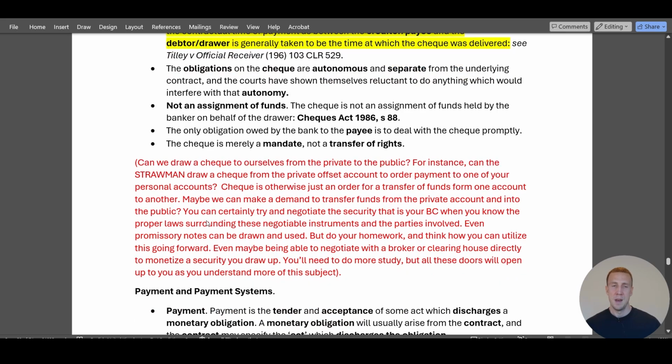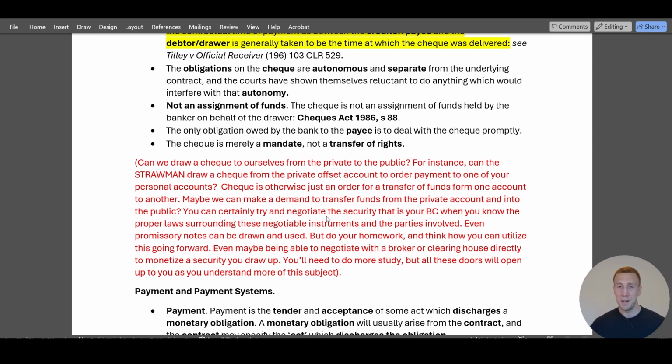Okay, so my comment. Can we draw a check to ourselves from the private to the public? These are questions I'm posing to myself and scheming, all right, on my whiteboard and within my own mind, my vision board, as it were. For instance, can the straw man draw a check from the private offset account to order payment to one of your personal accounts? A check is otherwise just an order for a transfer of funds, okay, from one account to another. Maybe we can make a demand to transfer funds from the private account and into the public.